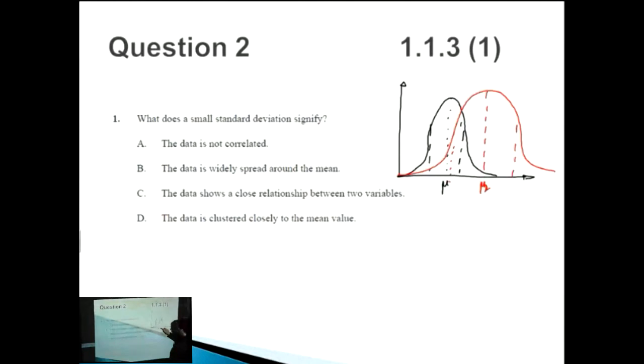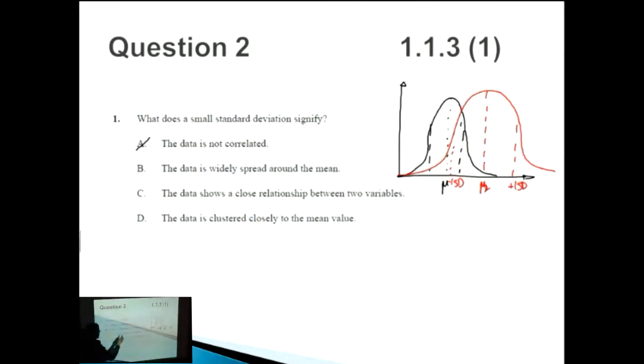So this is minus one standard deviation for the red one, and this is plus one standard deviation for the red set of data. So as you can see now, the spread of data is much greater than the black set of data. Now let's relate it back to the question. What does a small standard deviation signify? A, the data is not correlated. No, once again, one of those answers which tends to confuse you, but is not really relevant.